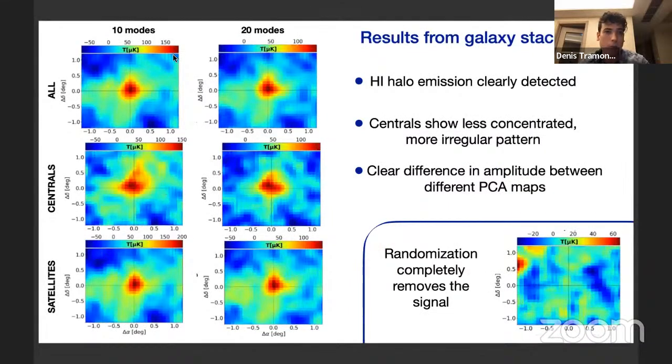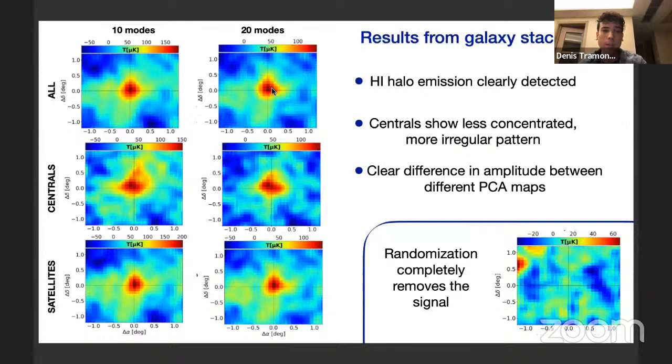And these are the results for both foreground removal schemes and for all three samples. Now, first of all, we do have a detection of a signal. This is a physical signal. It's not an artifact from the stacks. Indeed, if we randomize the position of the galaxies and we repeat the stack, we obtain something like this. So we completely destroy this signal.